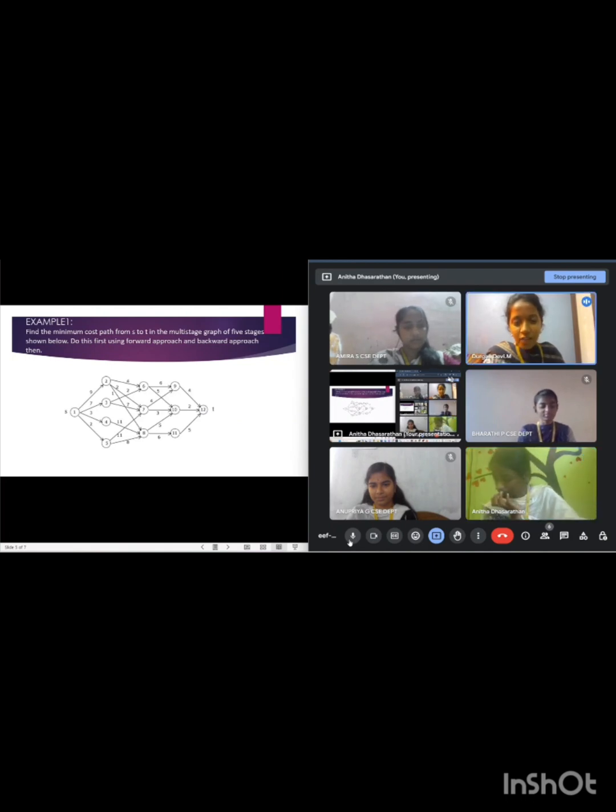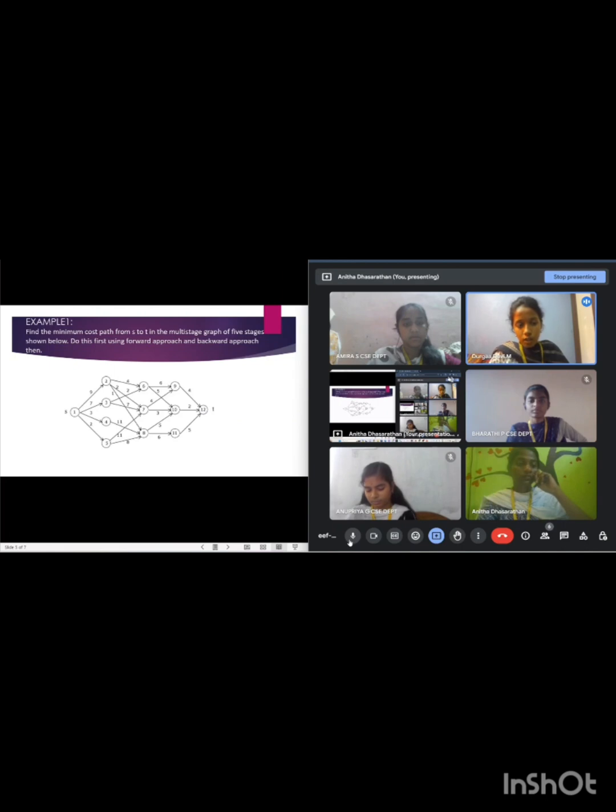In the backward approach, we have to take node 1 as the start. So from node 1, we are going to find the path. Here we have to find two things: the weight of the node, and what the previous node is. In the first stage, there is only one node. There is no incoming edge, so we can easily find the cost of node 1 as 0.